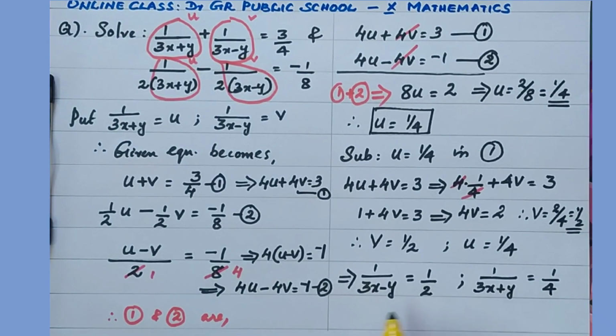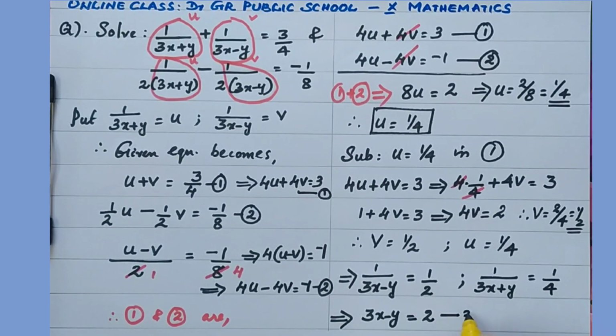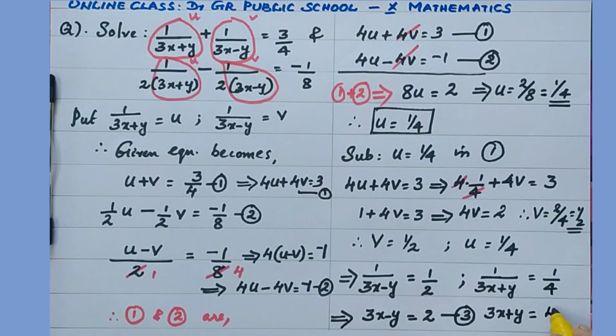To solve these two equations, I am going to take the reciprocal. What is the reciprocal? 3x minus y equals, reciprocal of 1 by 2 is 2. This is equation number 3, and taking reciprocal here you get 3x plus y equals reciprocal of 1 by 4 is 4. This is equation number 4.